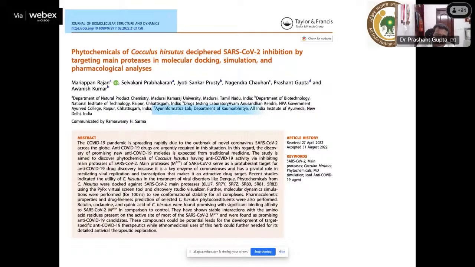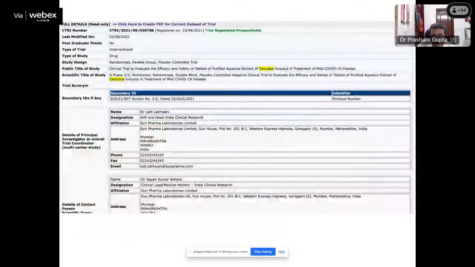And it was the first time our lab appeared in a publication. After some time, I was searching CTRI, and I saw that a very reputed company has filed a clinical trial to evaluate the efficacy and safety of a tablet of the purified aqueous extract of Cocculus hirsutus in mild to moderate COVID-19 disease.